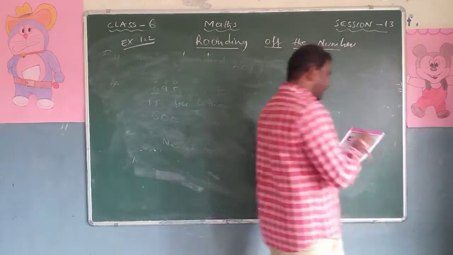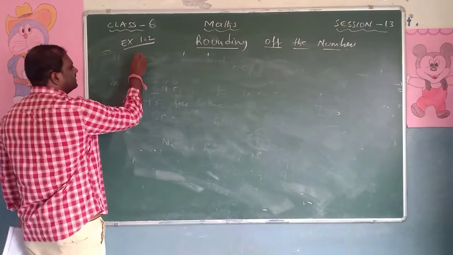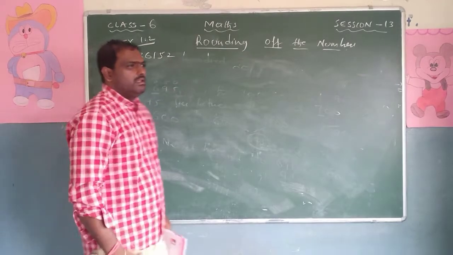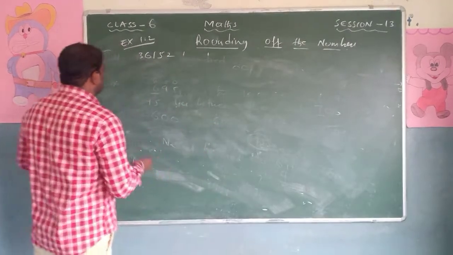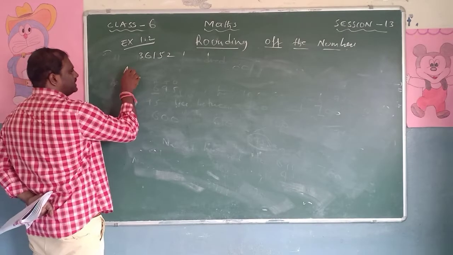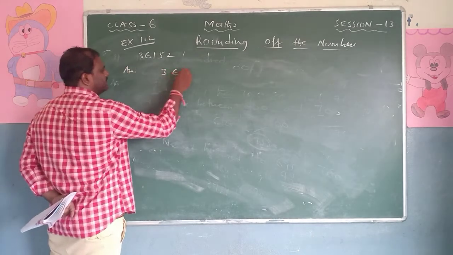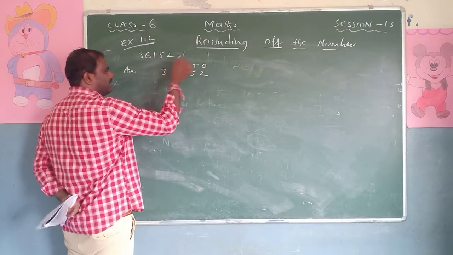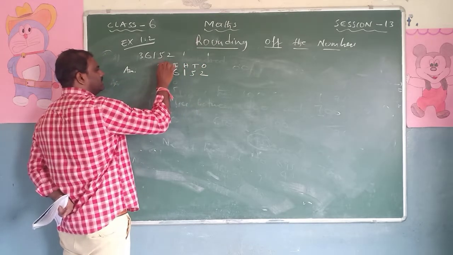Very big question, but no need to get confused. 36,152. As usual, first what I should write is the answer. 36,152. It is ones, tens, hundreds, thousands, 10,000s.